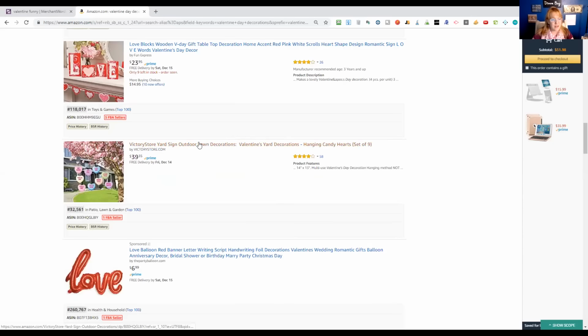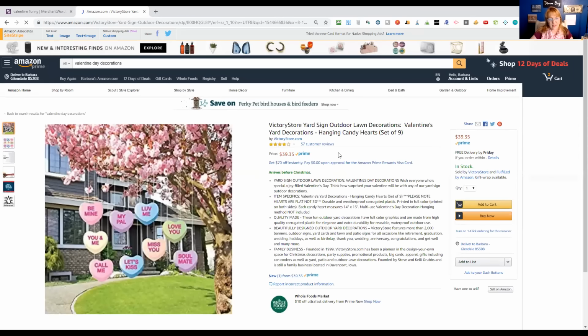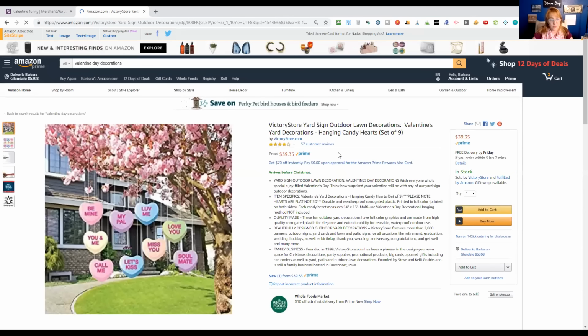4 stars, $39.95. Let's take a look at this and see what we can do better with it. First of all, again, they're breaking terms of service. This second picture here should be the main picture, okay? But this primary picture with it hanging from the tree, the Photoshop, is totally breaking terms of service. I don't know why that's not coming up. That's taking a second, probably because I'm doing video. But it's a pretty decent listing here.